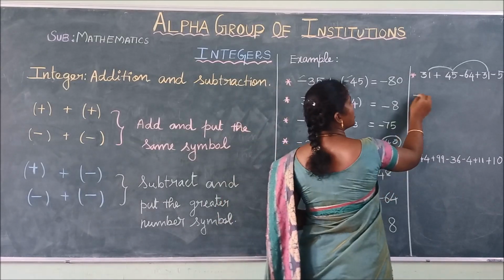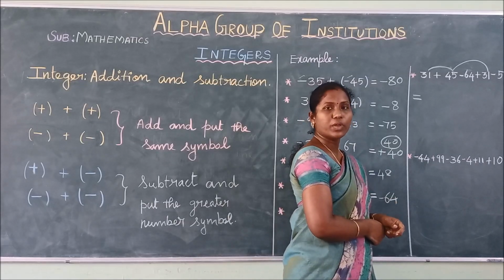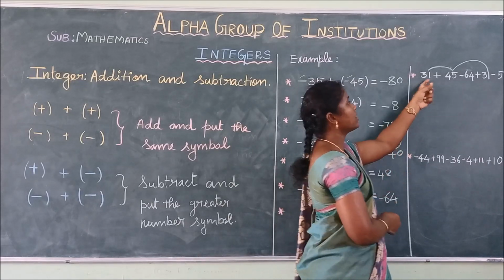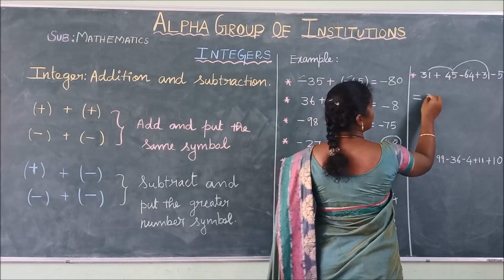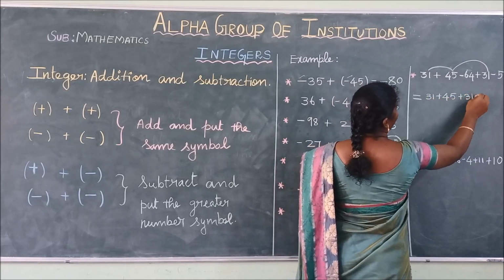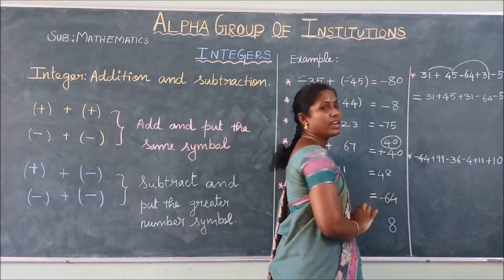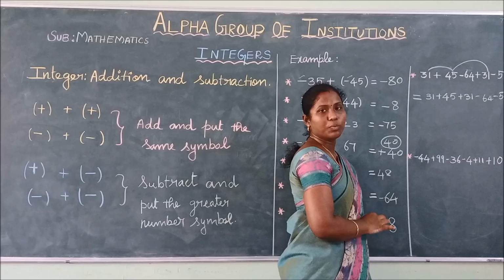Okay, so how to solve this? First, I am going to add the numbers with the same symbol. Same symbol means we have to add the numbers now. So just collect the numbers. I rewrite the equation as 31 plus 45 plus 31 minus 64 minus 5. So first rewrite, or you can directly add and put the number.